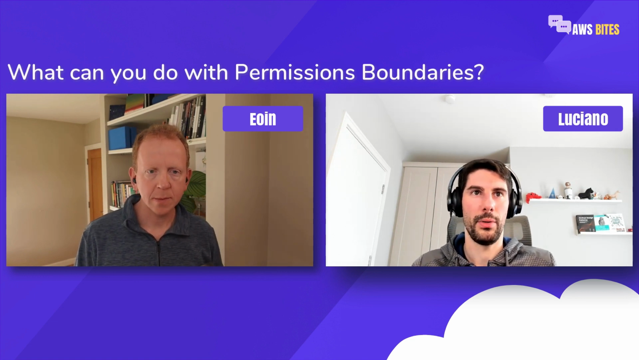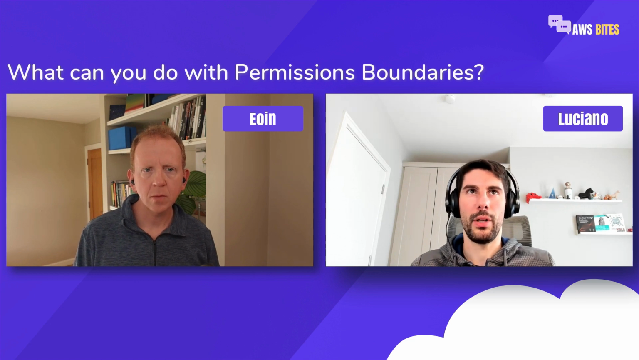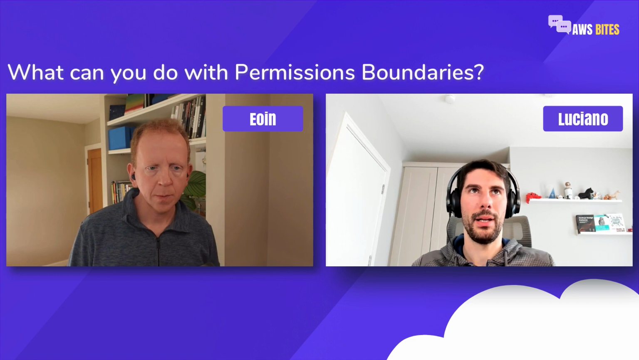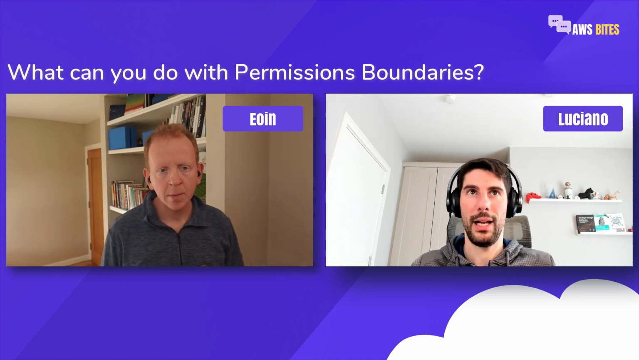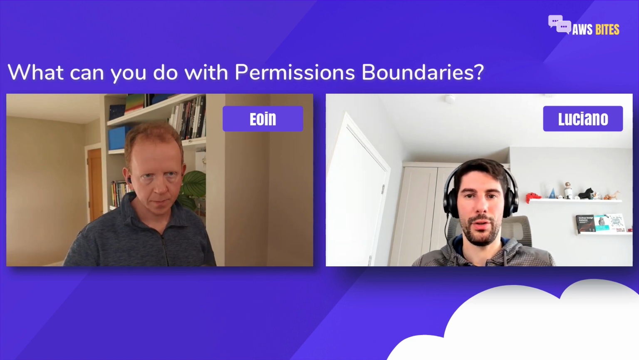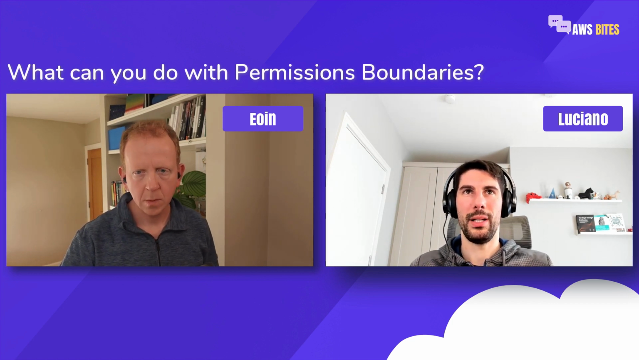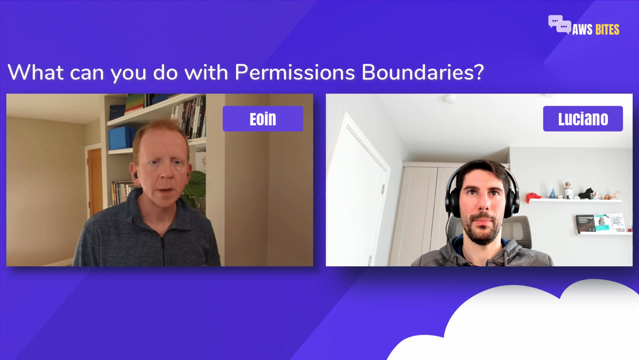Now, what are the disadvantages of boundary policies? Because it seems like they solve a very interesting problem that might happen, and it might be very tricky to even realize that you might have this vulnerability in your AWS architecture. But is there anything else that we would need to be concerned about when it comes to boundary policies?